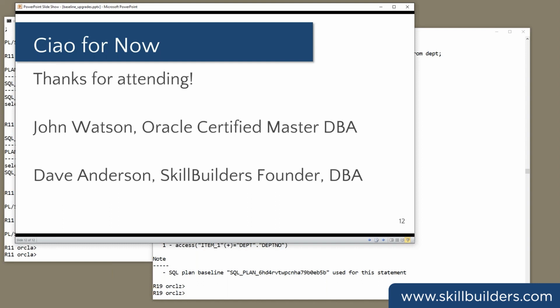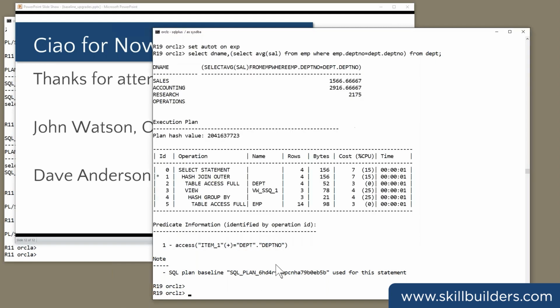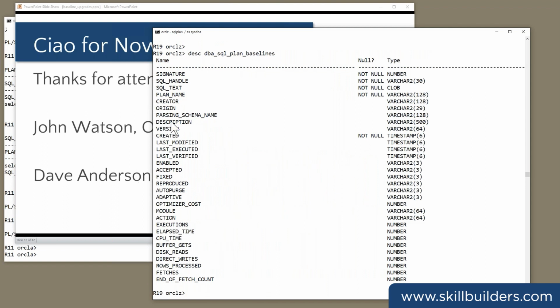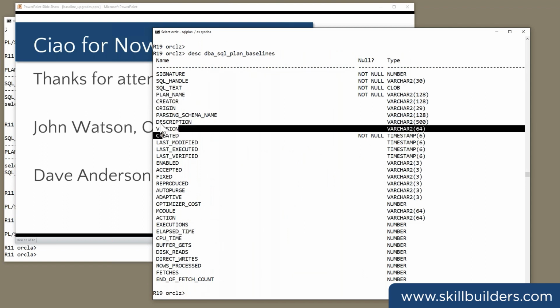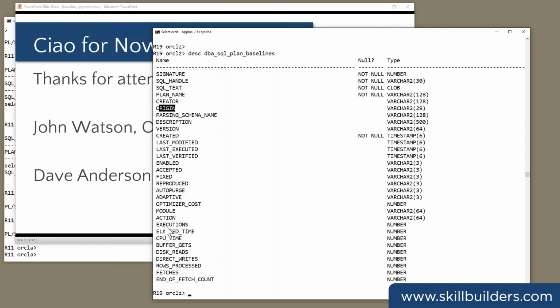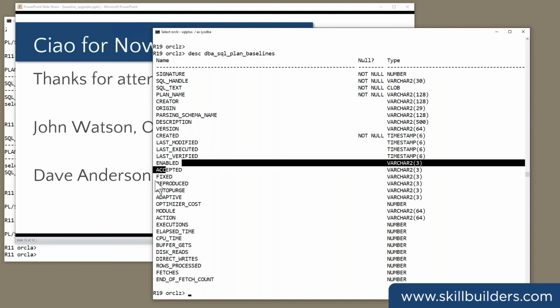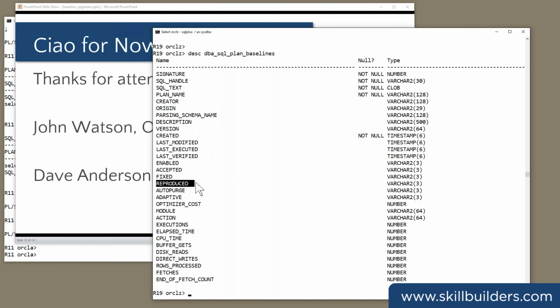Great. Related question, can you identify obsolete baselines and delete them? You can indeed. If you look at the view, DBA SQL Plan Baselines, you've got a lot of information for each one. When it was created, we already show how it was created. Is it enabled? Is it accepted? Can it be reproduced? Maybe there's some change that means it's no longer useful.